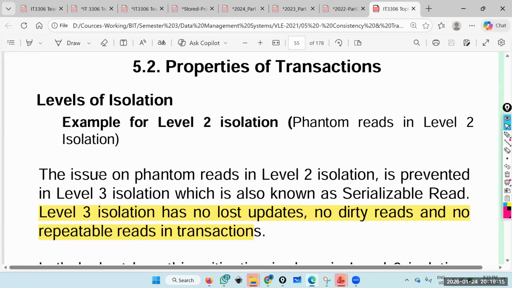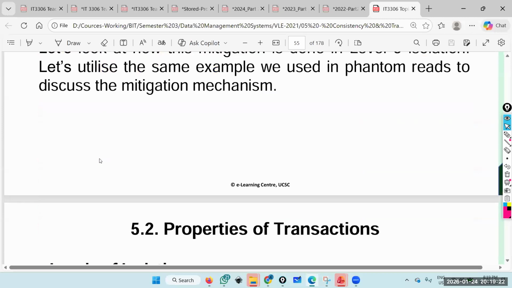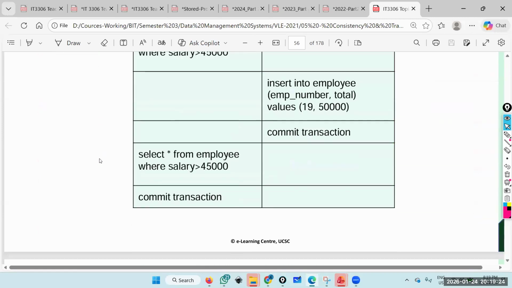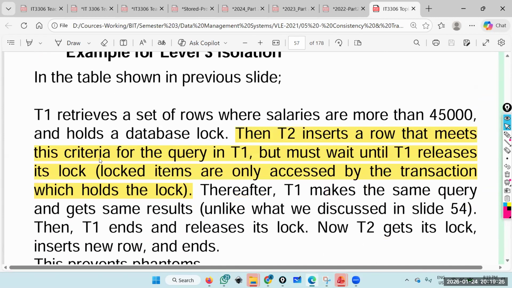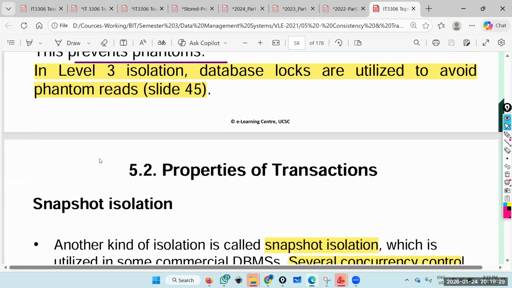You can see the UCSC note has a lot of focus on isolation levels, so pay a lot of attention to that. Maybe some practical examples for each level.